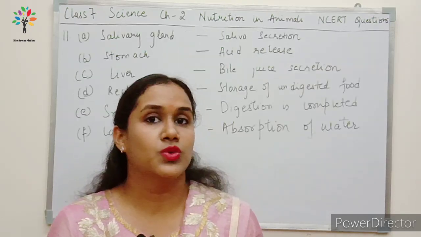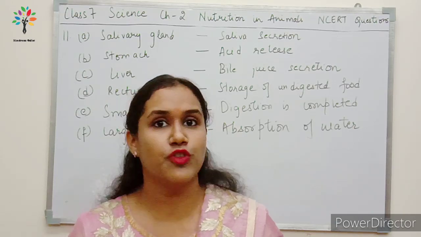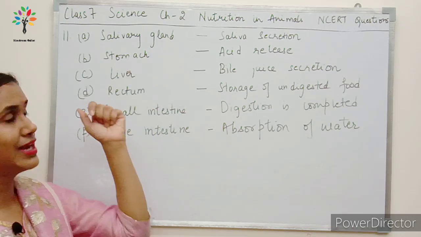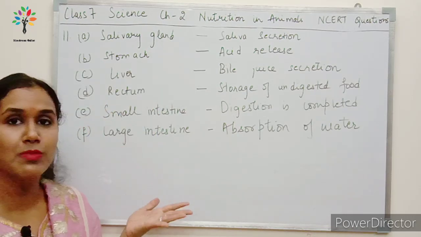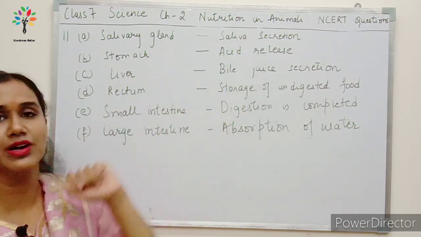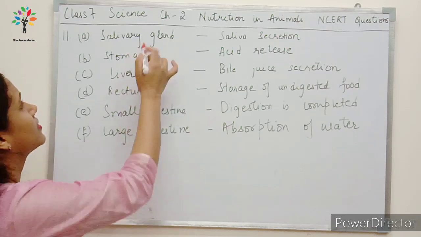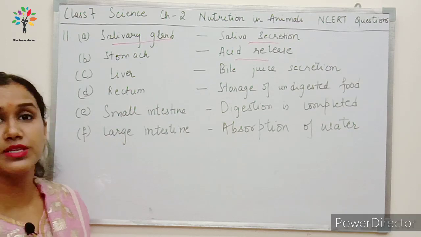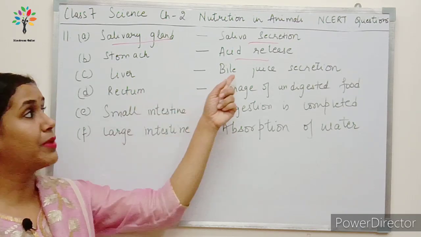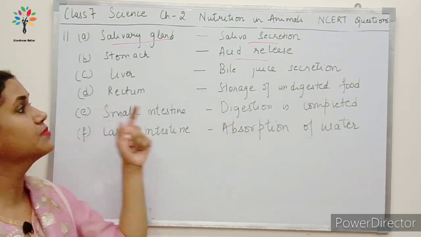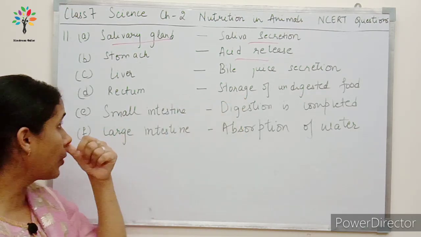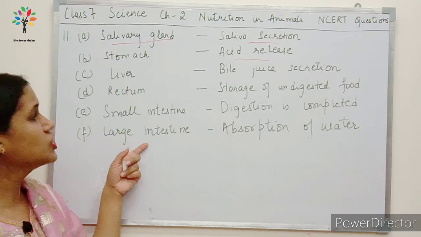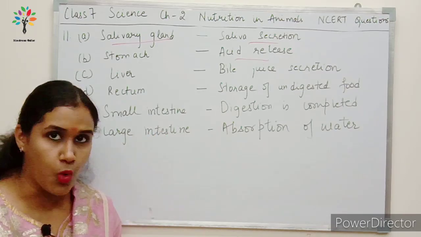Moving on. So the next question, that is match the following. Let's have a look. The first one is salivary gland. What happens in salivary gland? Saliva secretion, right? Then we have stomach. Acid release takes place in the stomach. Liver, the bile juice secretion. Rectum, storage of undigested food. Small intestine, digestion is completed. Large intestine, absorption of water.